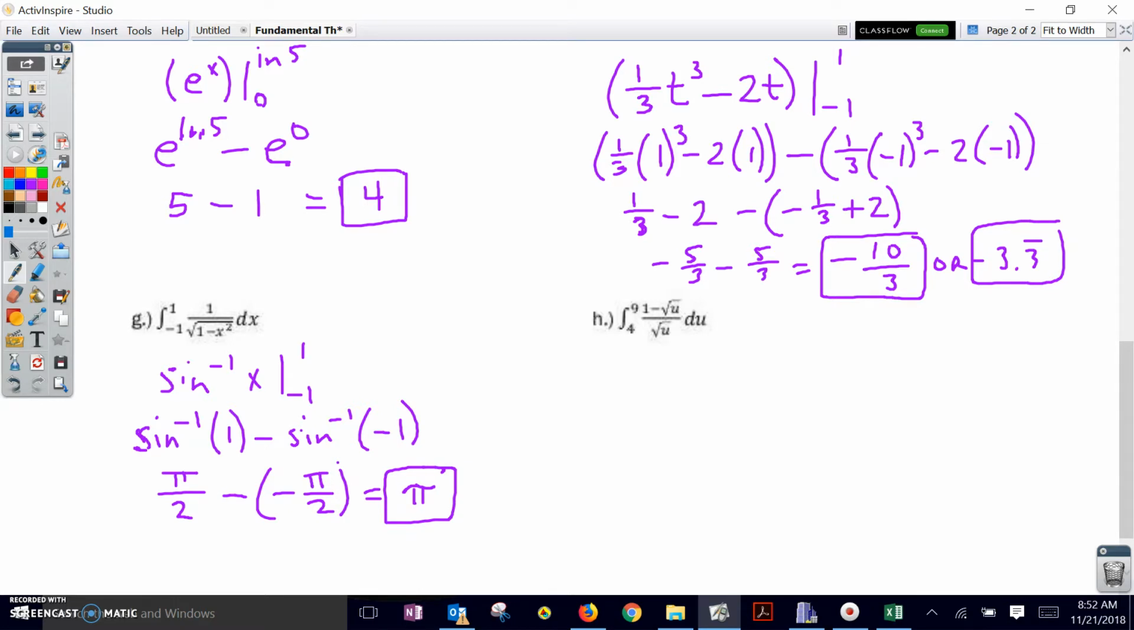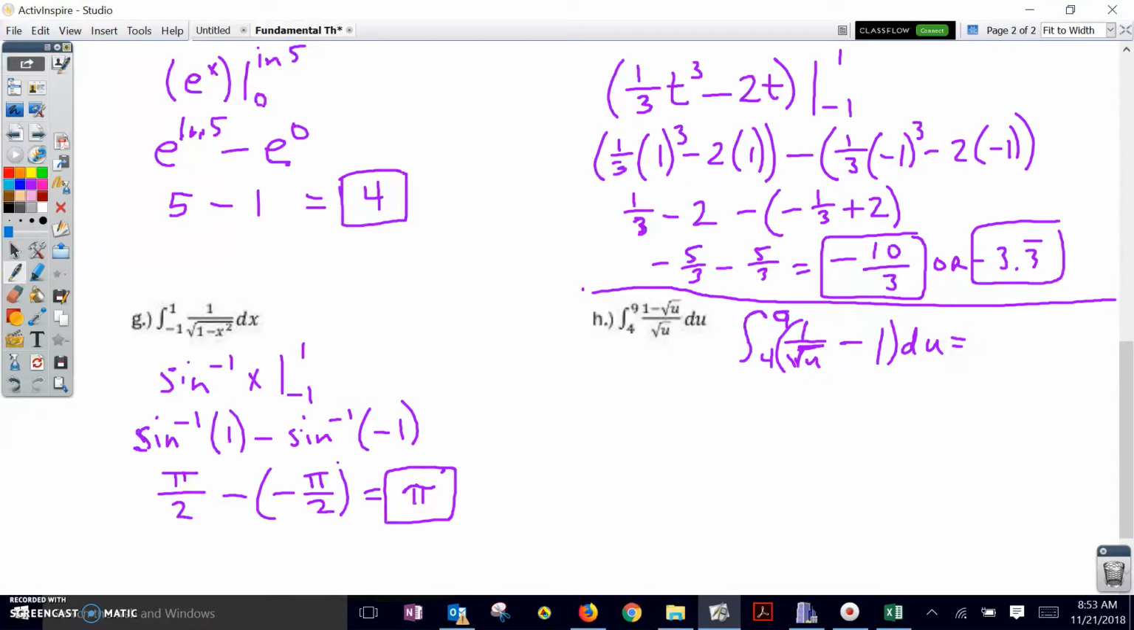Alright, part H. The integral from 4 to 9 of the quantity 1 minus the square root of u over the square root of u du. Now this one, when I look at it, I'm like, do I know a rule that leads to this? And I don't. But what I can do, since I have just a single term in the denominator, is change this into the integral from 4 to 9, and divide the square root of u through both terms. So I've got 1 over the square root of u minus the square root of u over the square root of u.